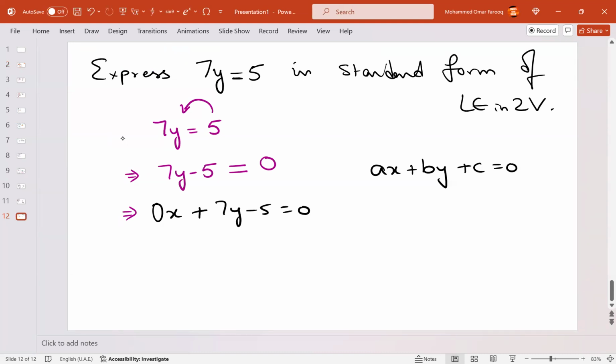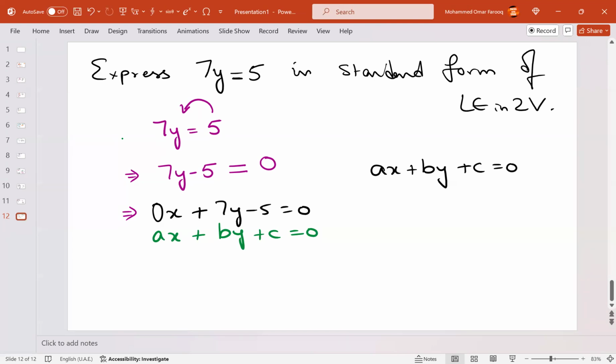Sir, it is plus c, right? So we can take it as plus minus 5 like that. Yes, you can take plus of minus 5. The standard form is ax plus by plus c, but it is not asking you to take only plus at all times. The standard form states that first should be the x term, next the y term, next the constant, and the right hand side should be 0.